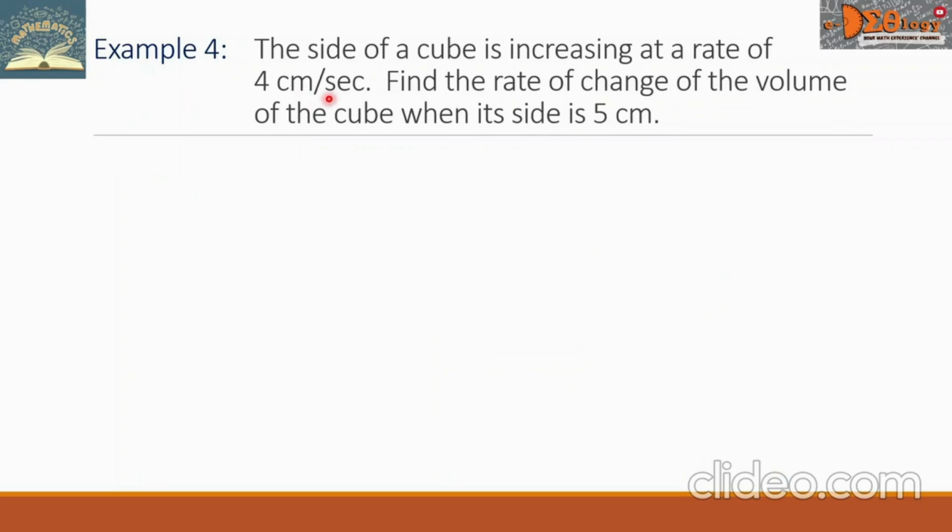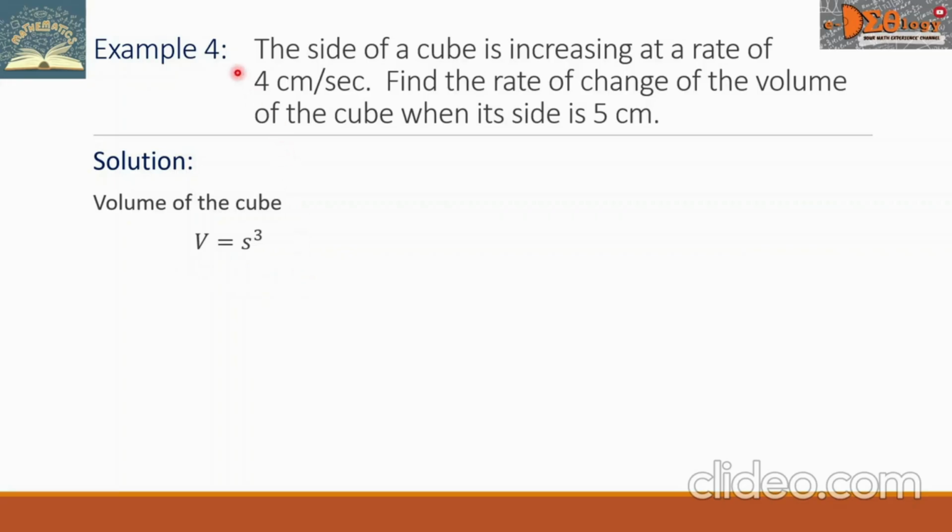Example 4. The side of a cube is increasing at a rate of 4 centimeters per second. Find the rate of change of the volume of the cube when each side is 5 centimeters. The problem is talking about the volume of a cube. Therefore, we need a formula for that volume. So this is the formula. Then let us write the given.